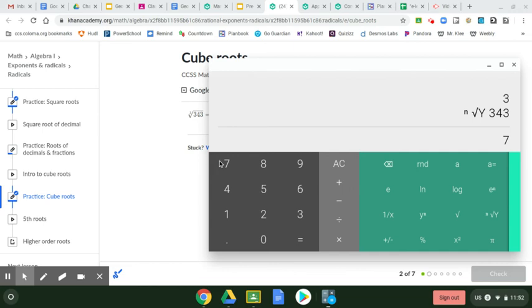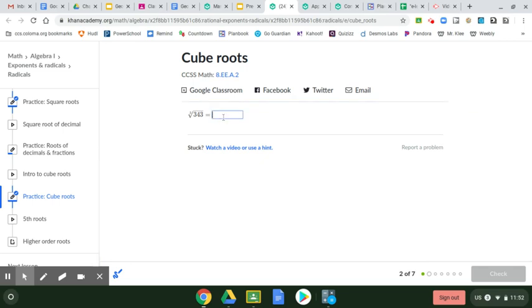We can double check that real quick. 7 to the third power, so y raised up n, gets us back to that 343. 7 is the cube root of 343. So there you have it. Again, the smaller ones, you should be able to get them with mental math.